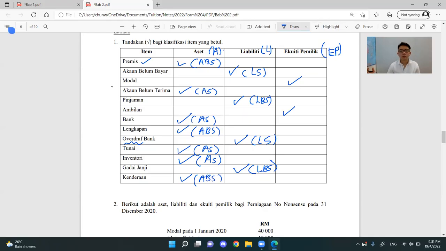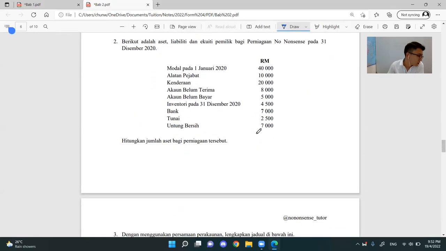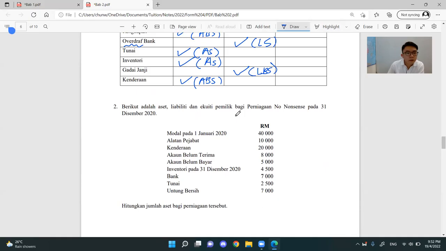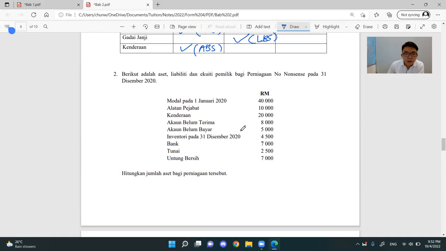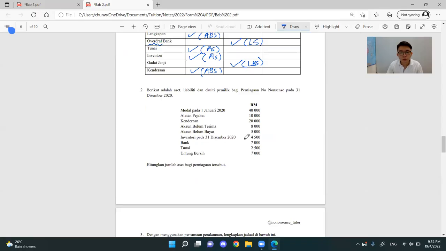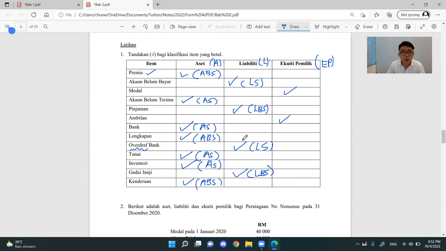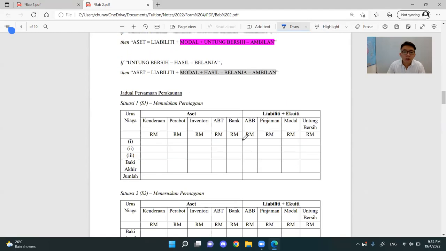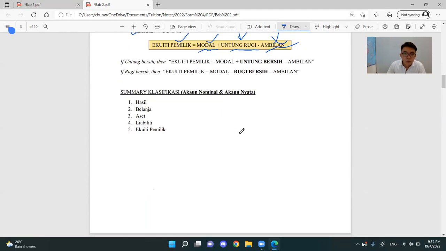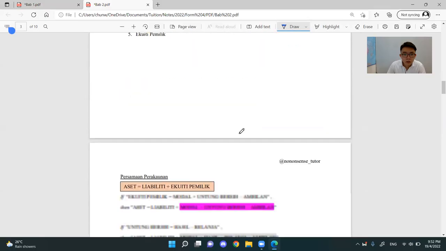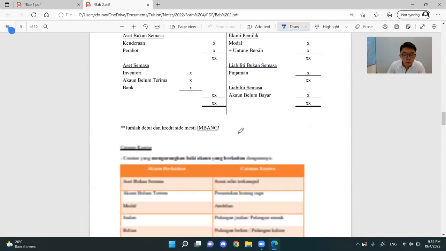You see? So these are the asset, liability, and equity formula. Are you guys okay with it? If yes, give me a K, K for klasifikasi. Great. Okay, now let's continue to question two. Question two is a very simple question, but before I come to question two, let me introduce something to you. Do I need this formula now or later? Let's see.